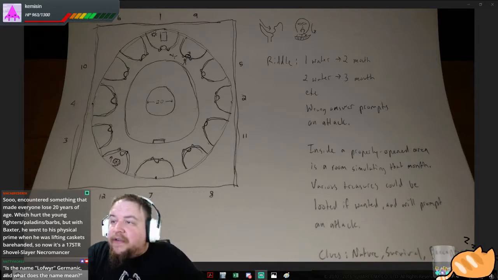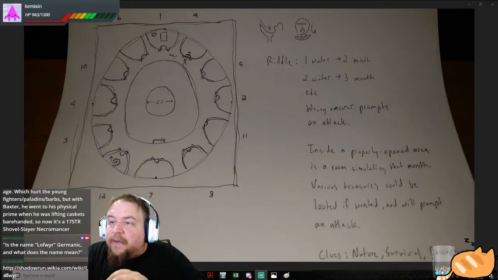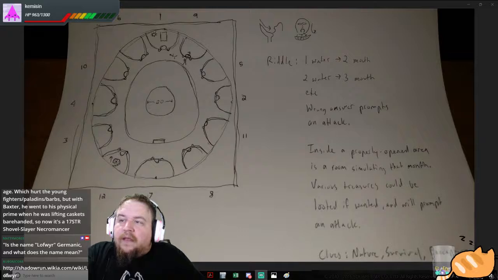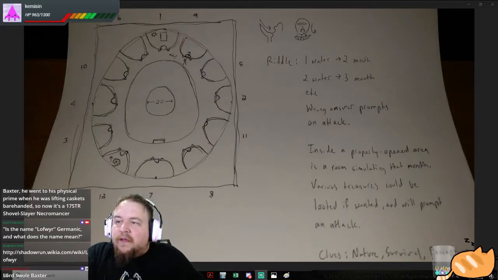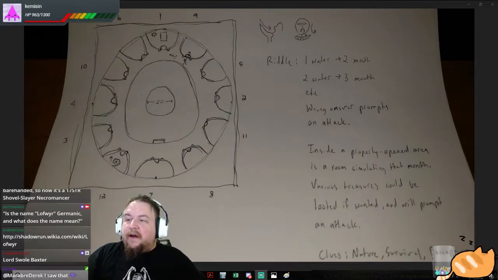Derek says, so encountered something that made everyone lose 20 years of age, which hurt the young fighter paladin Barbs. But with Baxter, he went to his physical prime when he was lifting caskets barehanded. So now it's a 17 strength shovel slayer necromancer. Oh, wow. So what de-aged your characters? That's interesting. Lord Swole Baxter. Oh, bubonic one.